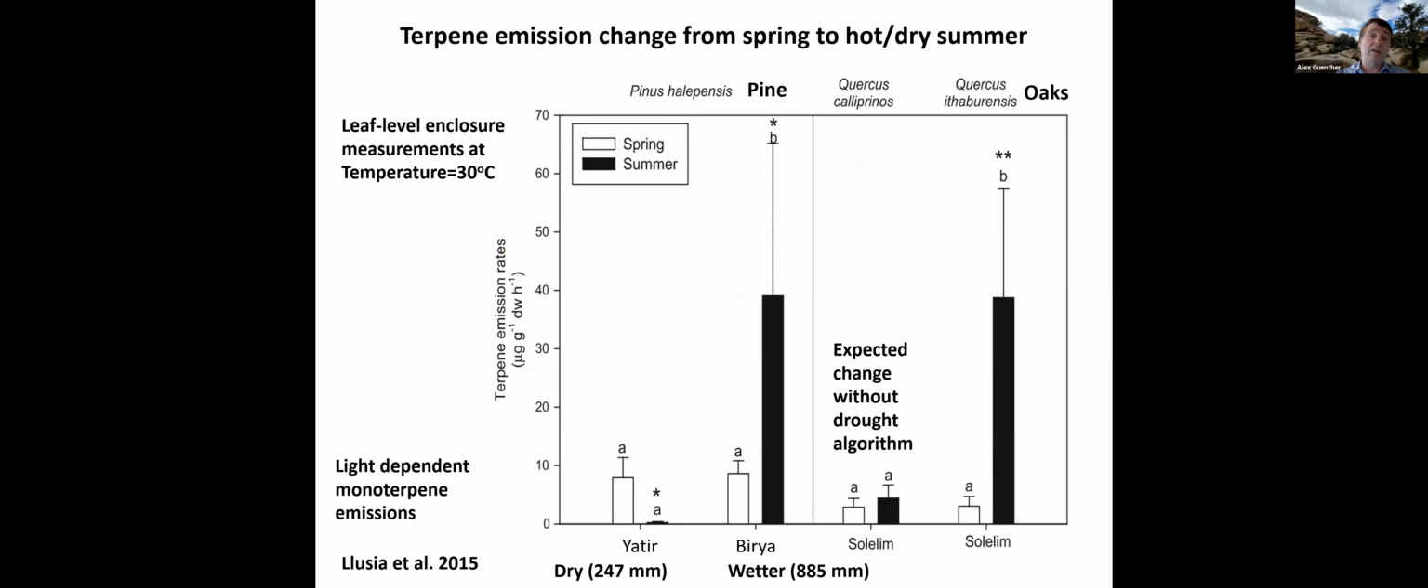We also have enclosure measurements. These indicate that for one of the species, Quercus calliprinos, it's about what we expect without the drought algorithm, indicating perhaps this was not too droughted. But with the others, the model gets the trend right but can't get the magnitude. The change that we observe is greater than what we'd expect from the model, so it indicates we still have some work here.